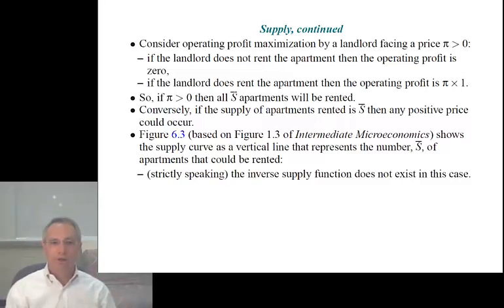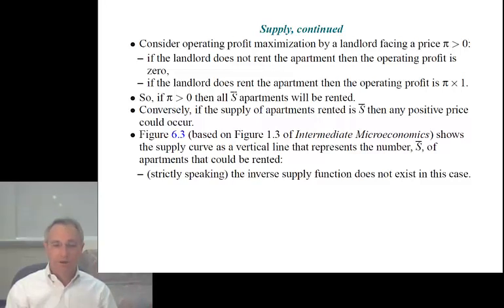Furthermore, let's imagine that a landlord faces some price. We've just argued that it'll be the same for all landlords. Let's suppose that price is pi, and let's presume it's greater than 0. If the landlord doesn't rent, then his or her operating profit is 0. Operating profit means the revenue minus the operating costs. Our operating costs are 0, so in this case, if I don't rent, I don't incur any operating costs, but I don't get paid, so my operating profit is zero. On the other hand, if the landlord does rent the apartment, then the operating profit is pi per apartment times one apartment.